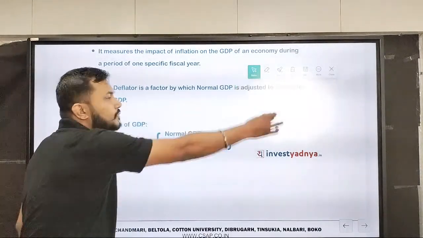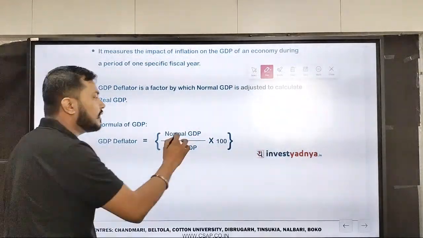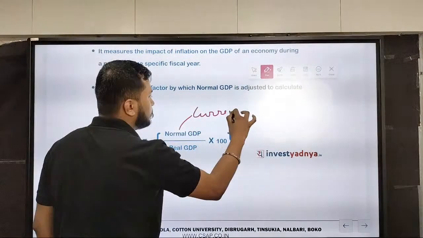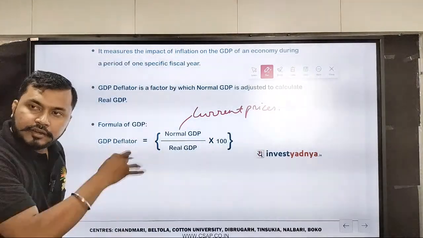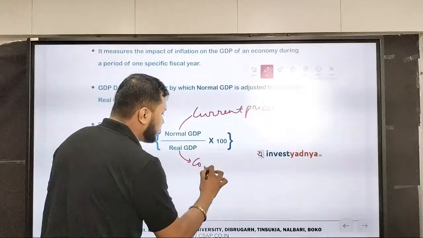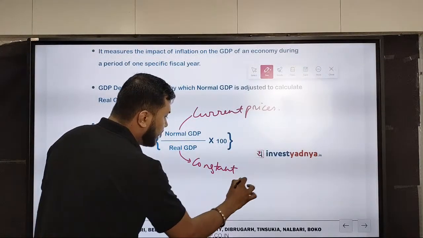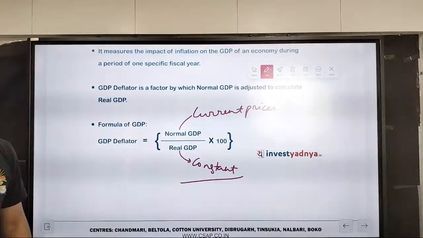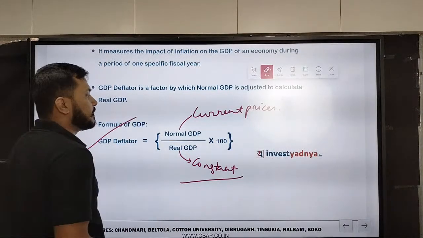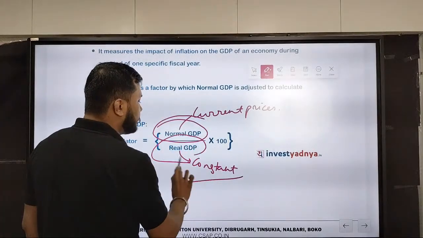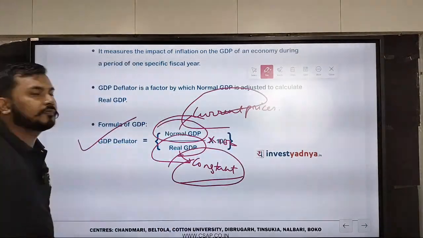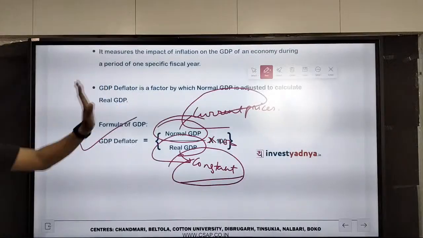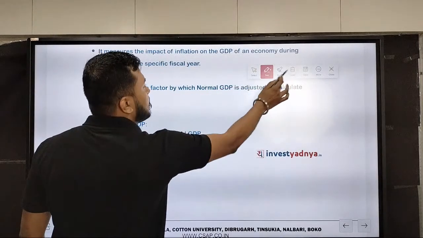Nominal GDP will be at current prices, and real GDP will be at constant prices. That is predetermined. Okay, so this is the GDP deflator: nominal GDP versus real GDP into 100. Real at constant prices, nominal at current prices. Done with this? Okay, so this is our GDP deflator.